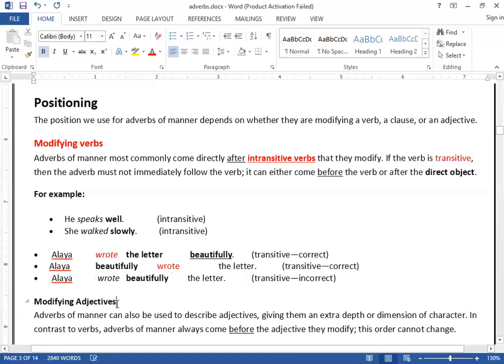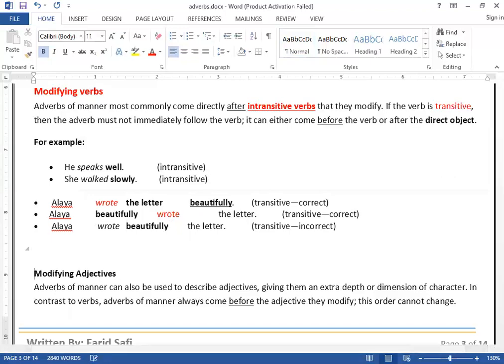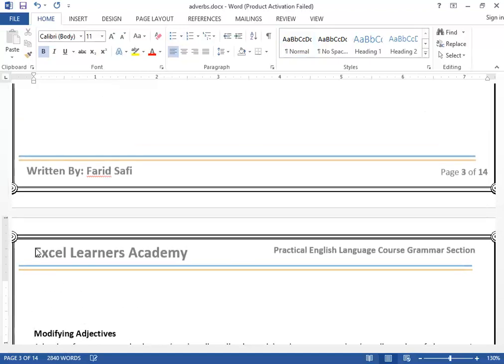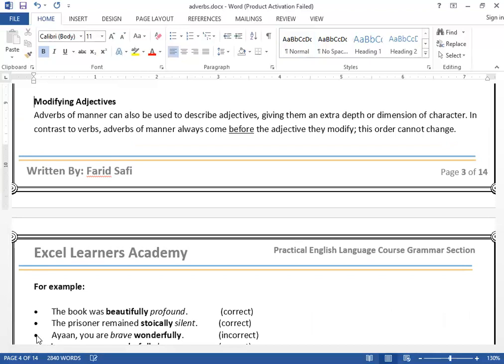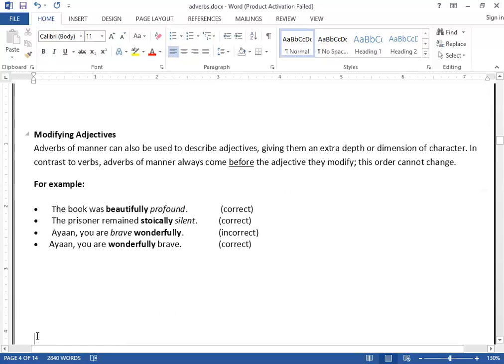Very good. Now let's move to the next one. If an adverb modifies an adjective, adverb of manner can also be used to describe or modify an adjective, giving it extra depth and dimension of character. In contrast to verbs, an adverb of manner always comes before the adjective. The order does not change. When we modify an adjective, it will always come before the adjective.